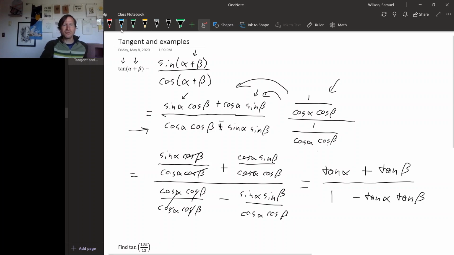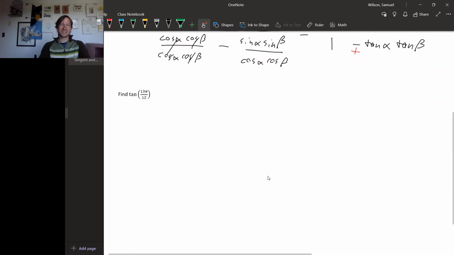If you run through the same argument, but starting with a subtraction inside your tangent, this plus in the numerator turns into a minus, and this minus in the denominator turns into a plus. Okay, so there's an addition and subtraction formula for tangent. So let's see if we can use this. So let's find tangent of 13 pi over 12.